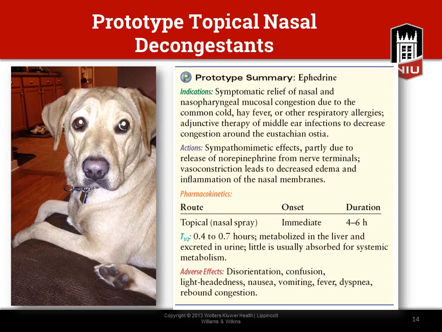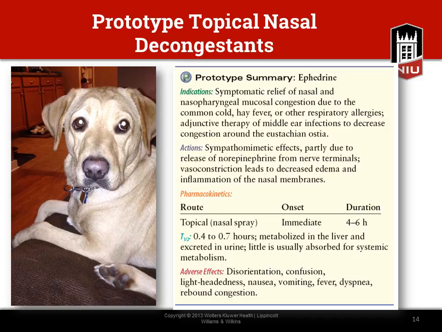See, look, this big yellow label is warning you. Be sure to tell your patients not to use this for more than a few days. Again, ephedrine is our prototype. To summarize, it does activate our alpha-1 adrenergic receptors on our nasal blood vessels.